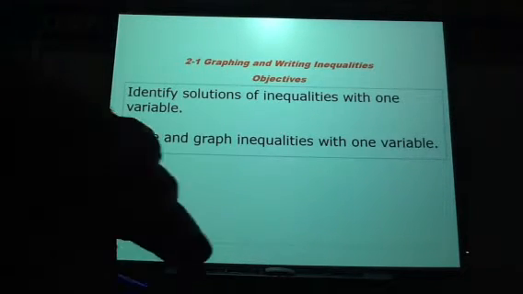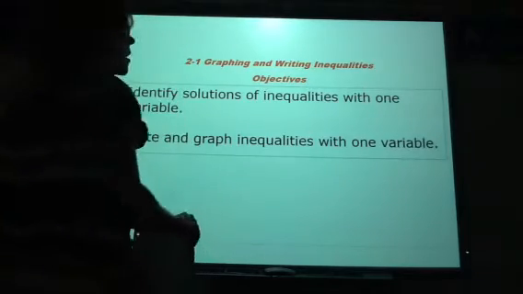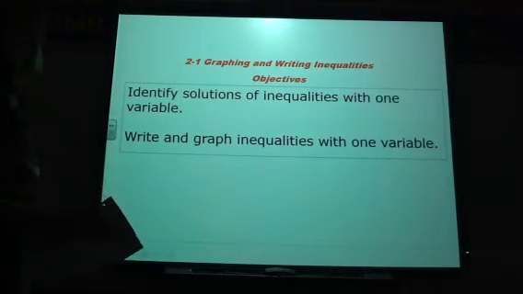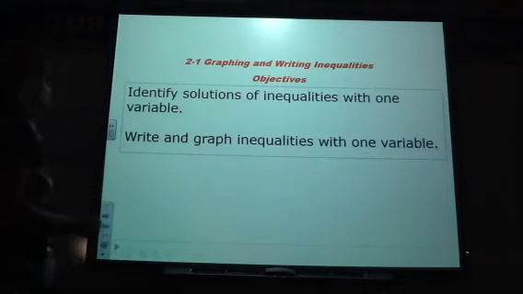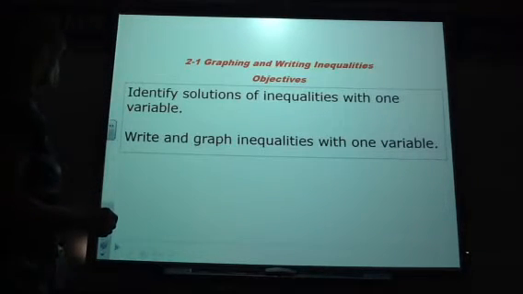Okay, algebra students, we are going to start our first flipped lesson. This is 2-1, graphing and writing inequalities. Our objectives are to identify solutions of inequalities with one variable, and write and graph inequalities with one variable.